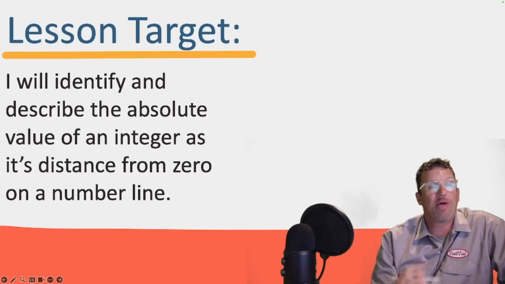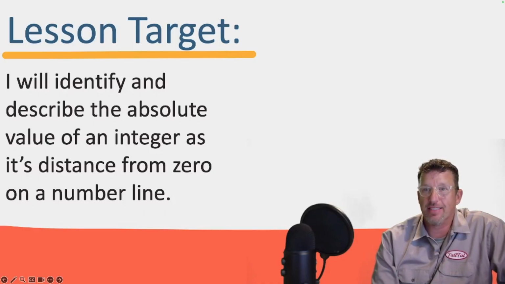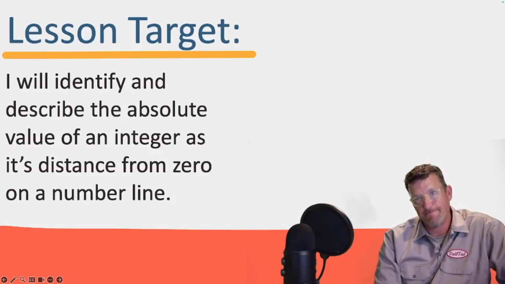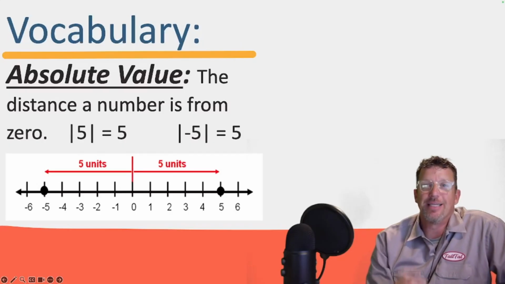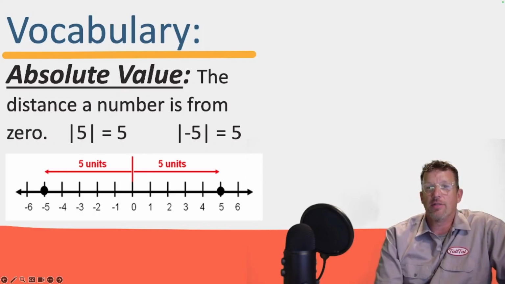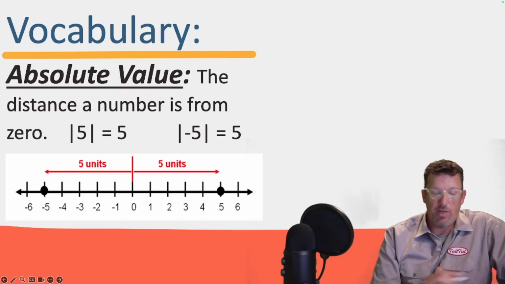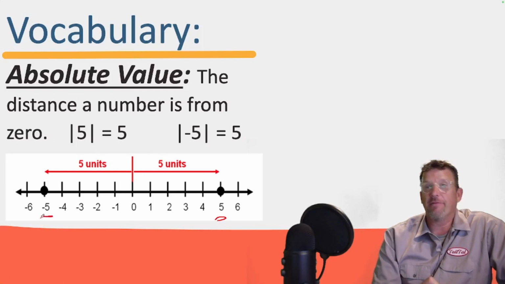You will be able to identify and describe the absolute value of an integer as its distance from zero on a number line. As a matter of fact, let's look at the definition. Absolute value means the distance a number is from zero. So let's look at the number line below, and we have two dots on that number line. One of the dots is over at 5, and the other one is over at -5.